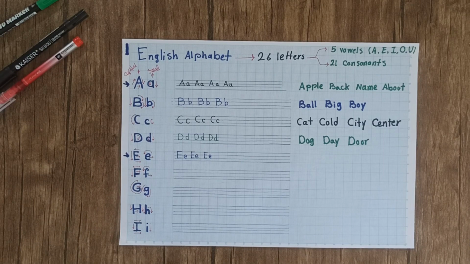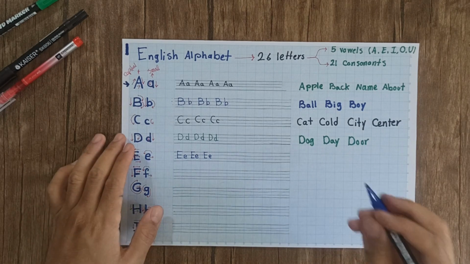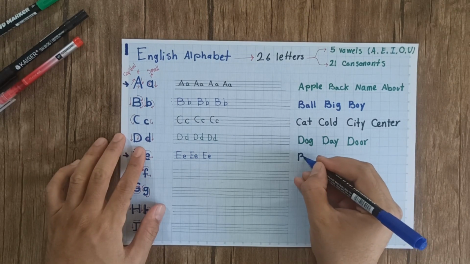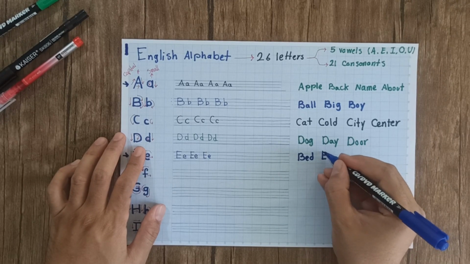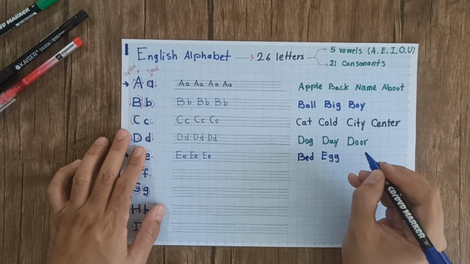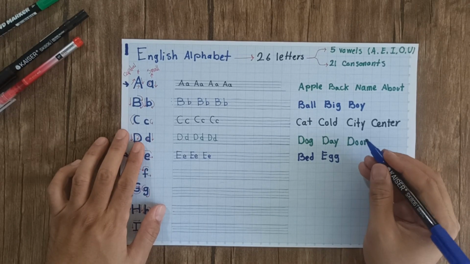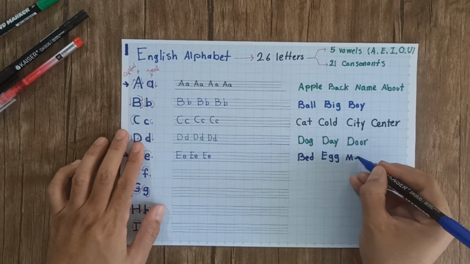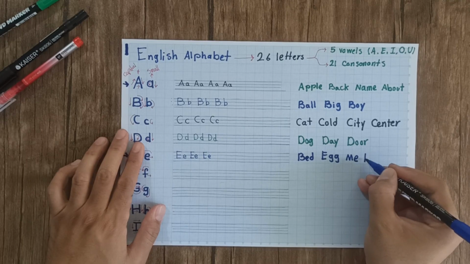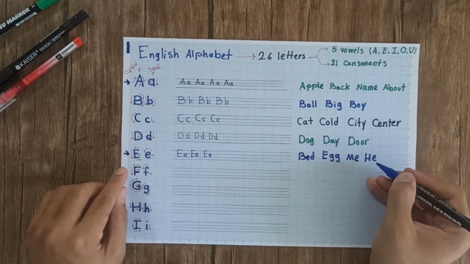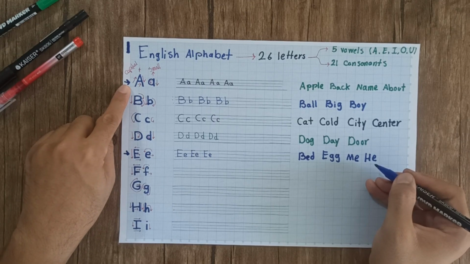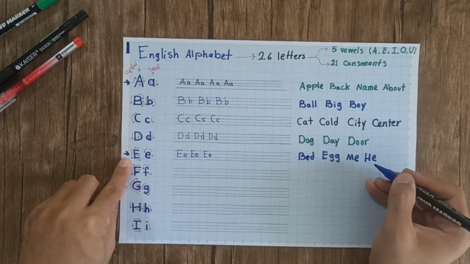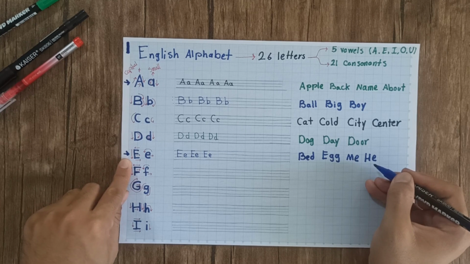And for E we have different sounds. For example, we have short E, like in bed, okay? And we have, for example, egg. You see this egg. And we have long E, for example, like me. You see, like he, okay? So these are the first vowels. A, the first one. The second one is E, the second vowel that we learn in the English alphabet.